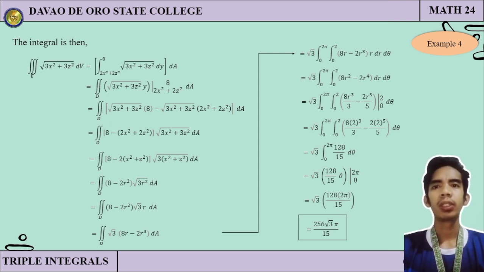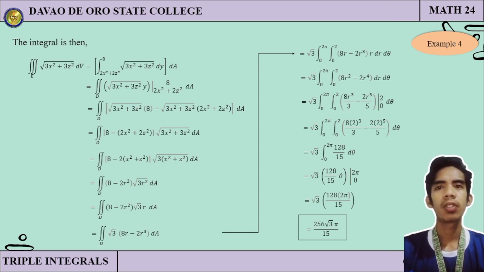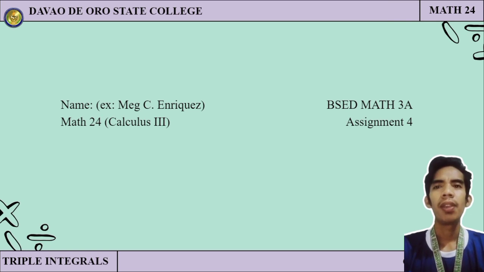Now, since we are done talking about triple integrals, let us proceed to our assignment. But first, please follow the format. In the upper left side, your name. Under it is Math 24 Calculus 3. In the upper right side, BSEd Math 3E. Under it is Assignment 4.